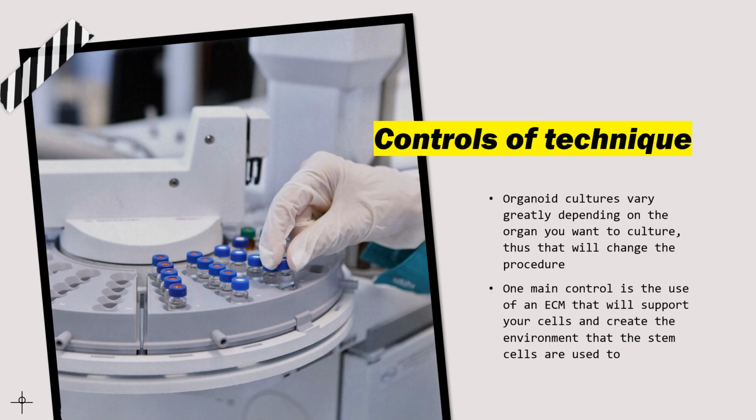If you use the wrong extracellular matrix to grow your cells in, they're not going to be able to proliferate. And so the different types of extracellular matrices change depending on what kind of cells you want to grow and what organ you want to grow. But that was the main type of control that was used.